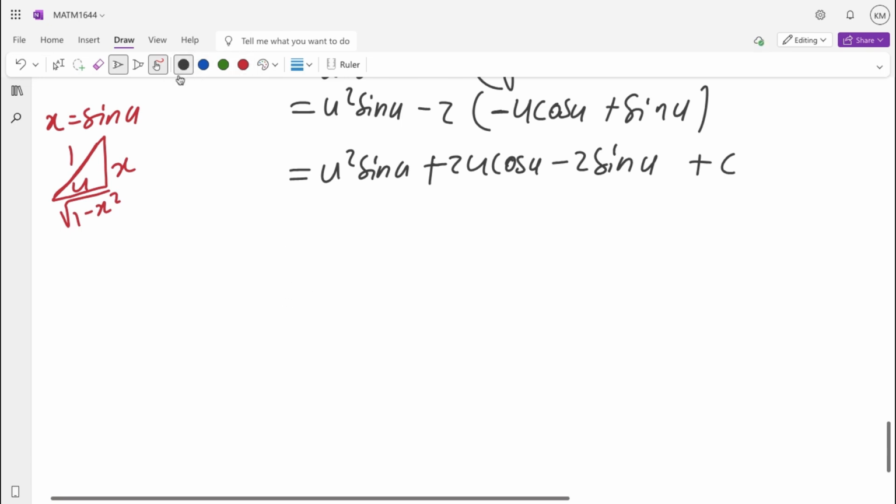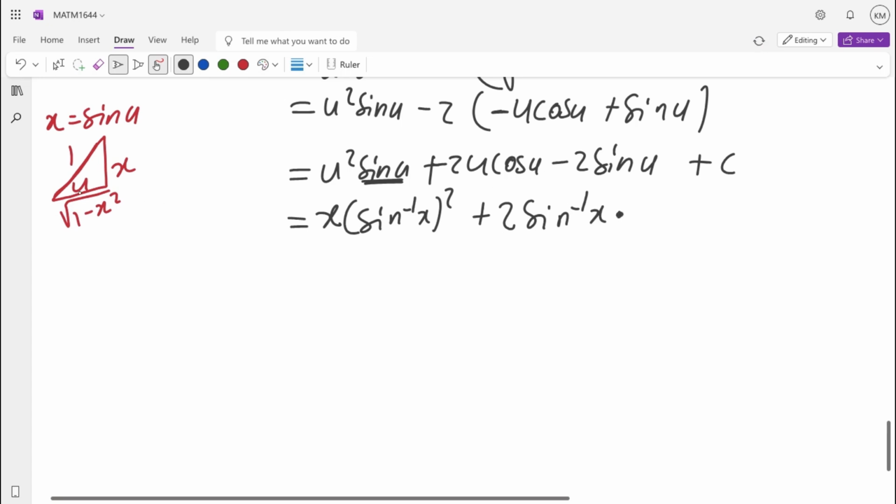Okay, so what is u? U is arc sine x. If we take arc sine that side, it's going to be arc sine x. So we know that sine u is x. So we can say we have x times u, which is arc sine x all squared, then plus 2u. What is u? U is arc sine x. So arc sine x times cos u.